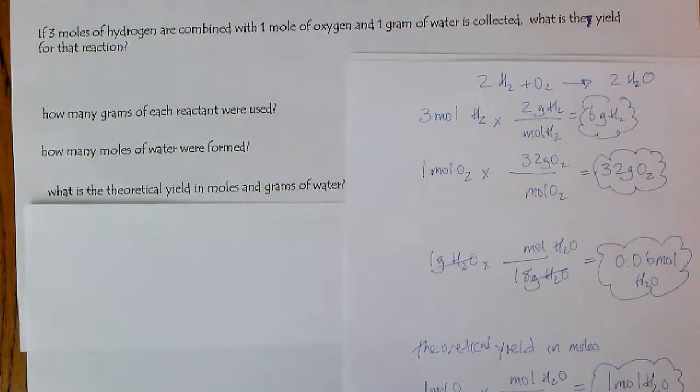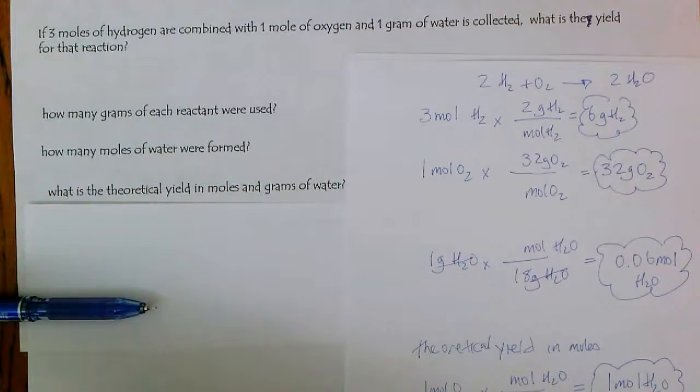So here it is shown mathematically. It's just a 1-to-1 conversion. 1 mole of oxygen gives you 1 mole of water. And that would be 18 grams for our theoretical yield. So that's a few more solved problems dealing with the combustion of hydrogen.